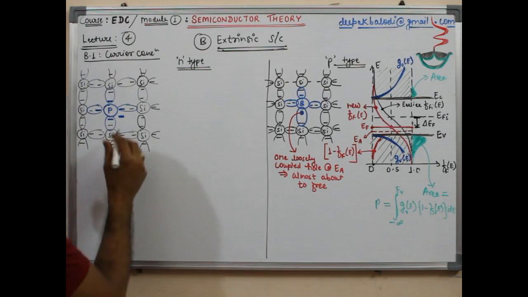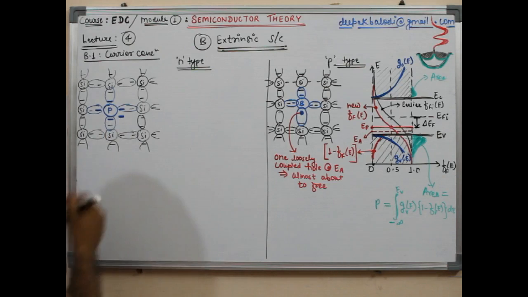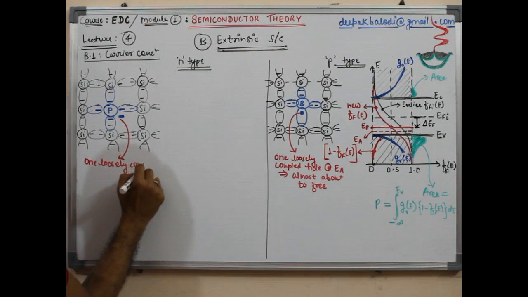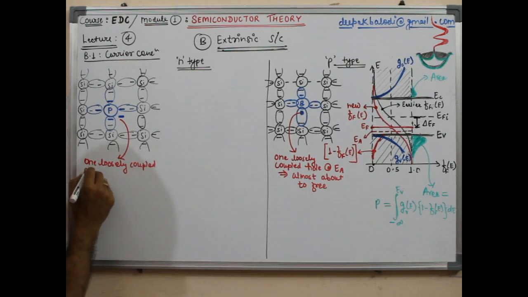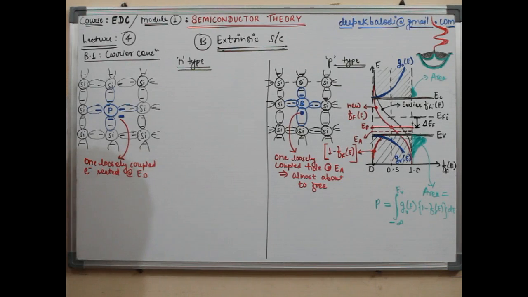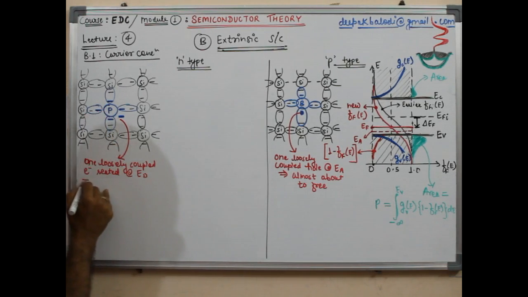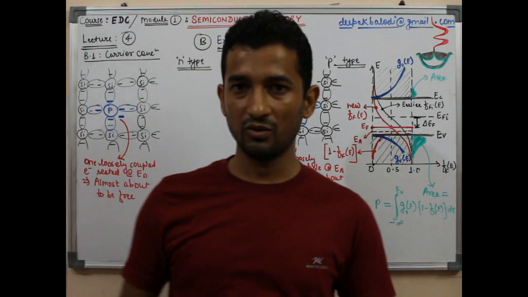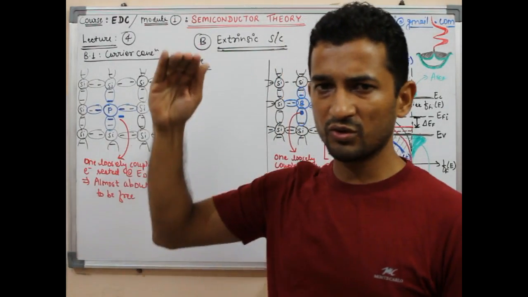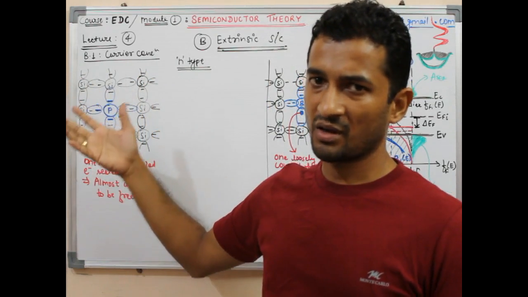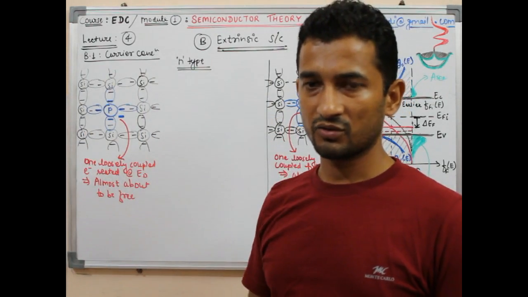So this is one loosely coupled electron seated at ED. So this is one loosely coupled electron with its parent atom, and it is almost about to leave, about to be free. Why is it almost about to be free? Because we know that its energy level is ED, just below the conduction edge EC, and as soon as it enters into some valid lattice point, which I have shown here, even the thermal energy is sufficient enough to knock it out and take it outside.